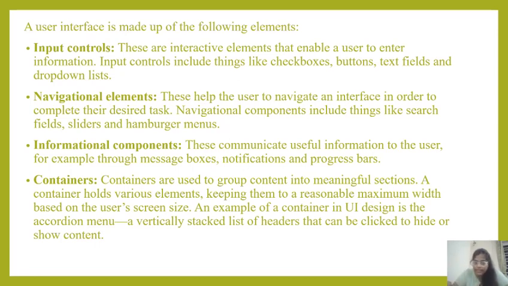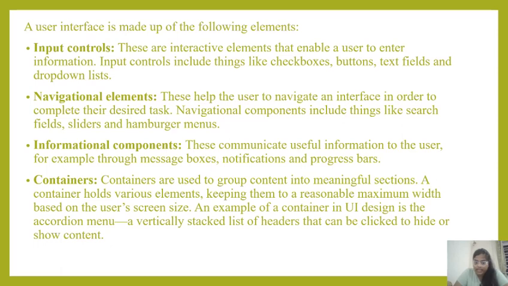And next is the navigational elements. These help the user to navigate an interface in order to complete their desired task. Navigational components include things like search fields, sliders, and hamburger menus. Next is informational components. These communicate useful information to the user, for example, through message boxes, notifications, and progress bars. These are like warning messages or useful information for the users which is given by the user interface.